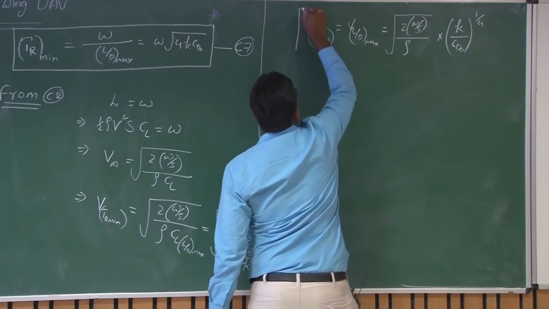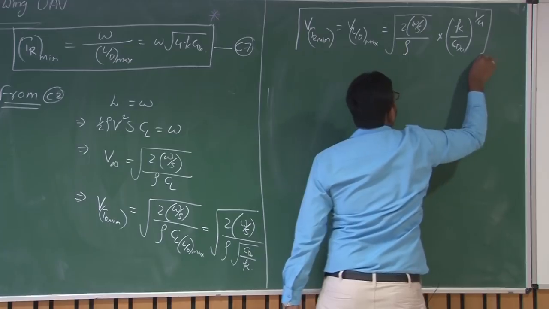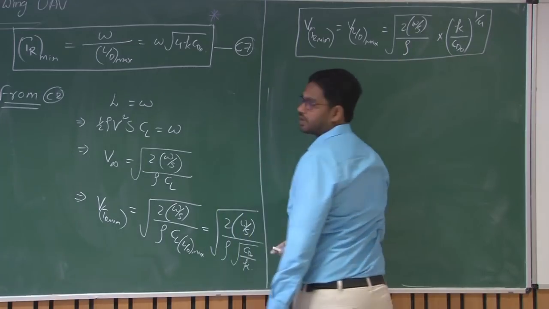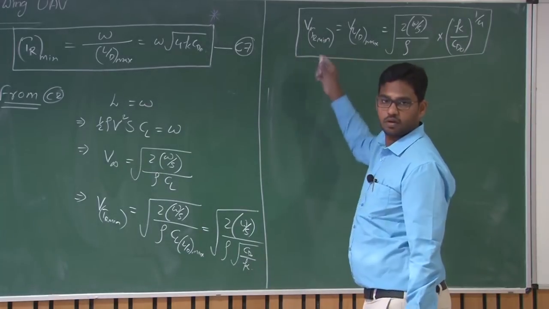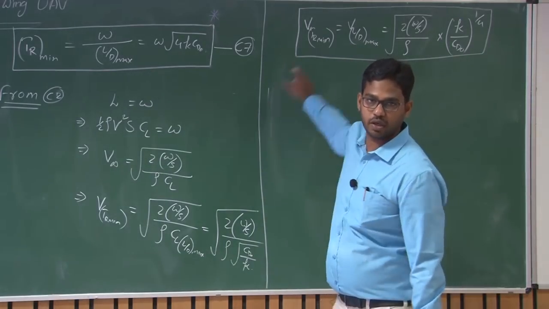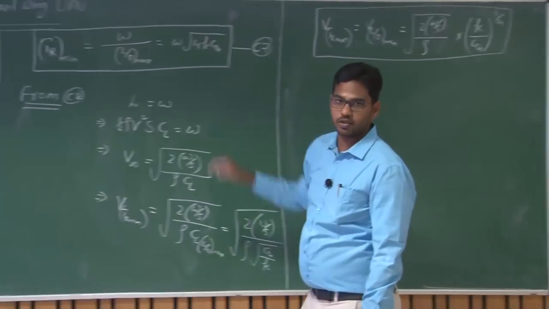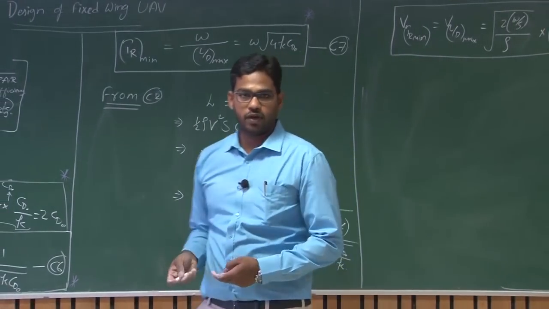This is the corresponding velocity that you have to fly. So, you can ask the controller to trim your aircraft to this particular velocity or to adjust your throttle setting to this particular velocity to achieve the minimum thrust requirement for a level flight.